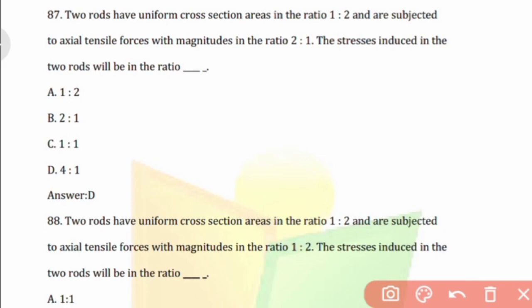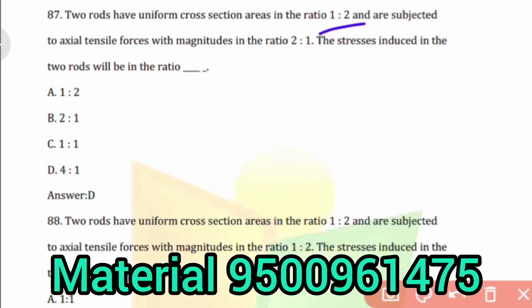Two rods have uniform cross section areas in the ratio 1:2 and are subjected to axial tensile forces with magnitudes in the ratio 2:1. The stresses induced in the two rods will be in the ratio 4:1.